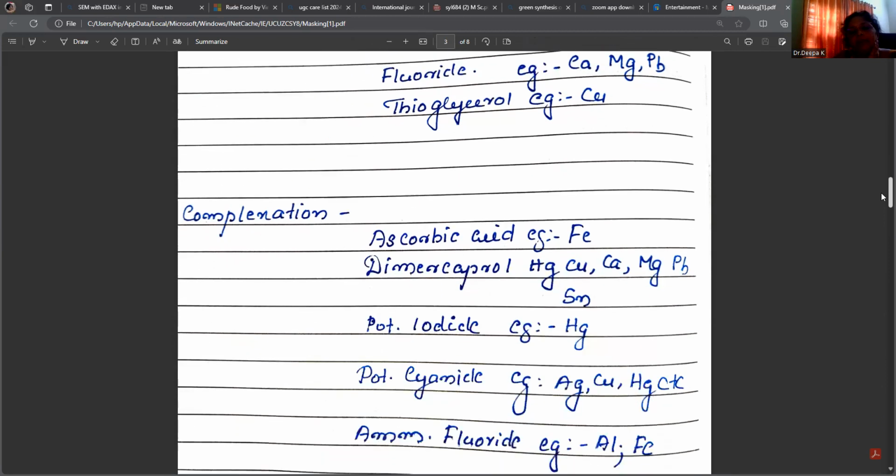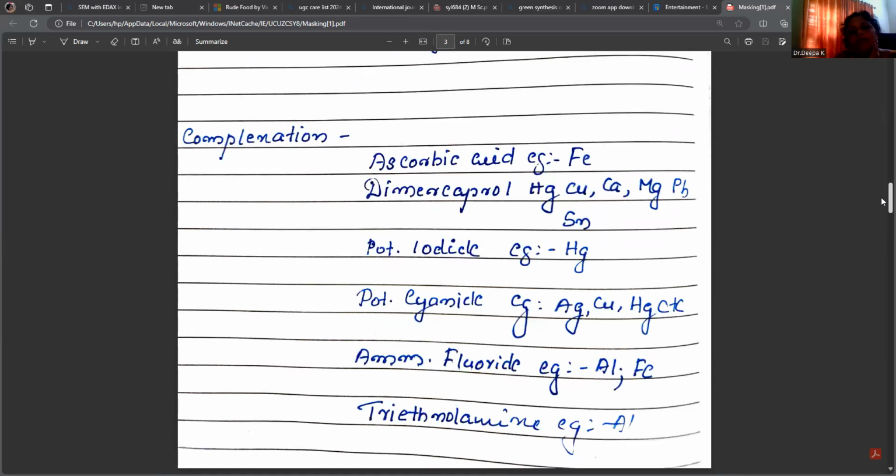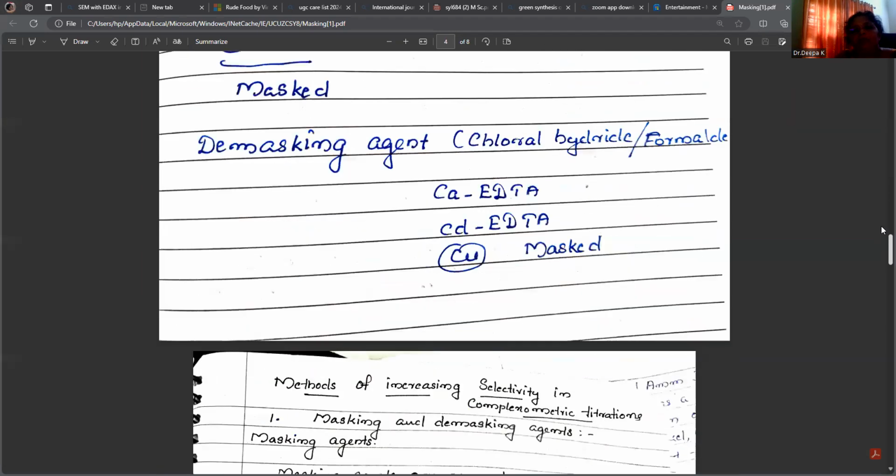Then masking can also be done with complexation. For example, iron can be masked by complexation with ascorbic acid. Mercury, copper, calcium, magnesium, lead, and tin can be masked by dimercaprol. Mercury can be masked by potassium iodide. Silver, copper, and mercury can be masked by potassium cyanide. Aluminium ion can be masked by ammonium fluoride, and tetraethanolamine can be used to mask aluminium.